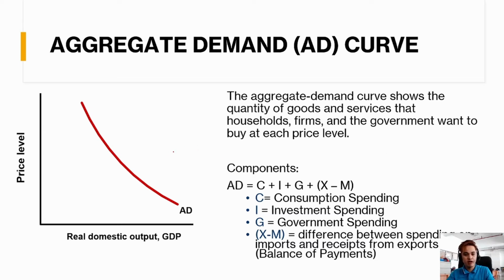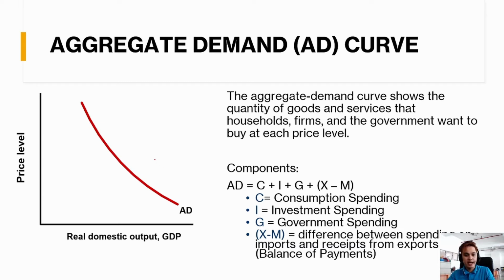And then G is the government spending. This one here is, we can say, an autonomous expenditure. Autonomous meaning it doesn't depend on income. Why? Because government spending is assumed to be controlled by the policymaker. They decide how much the government will spend, so it depends on the national budget.